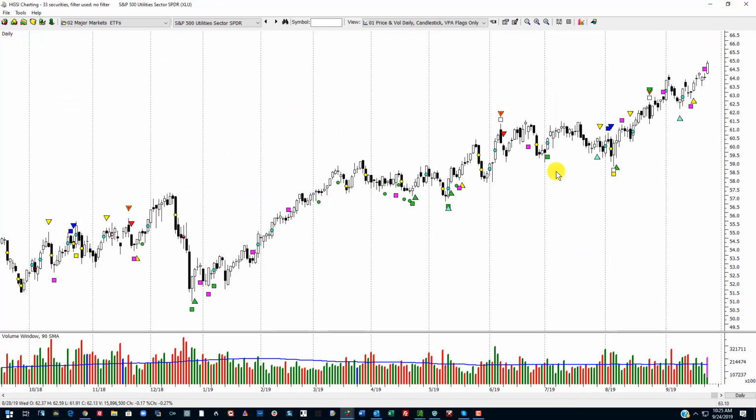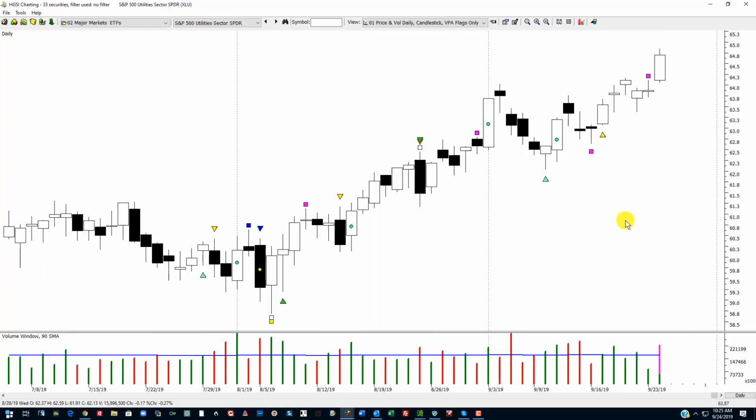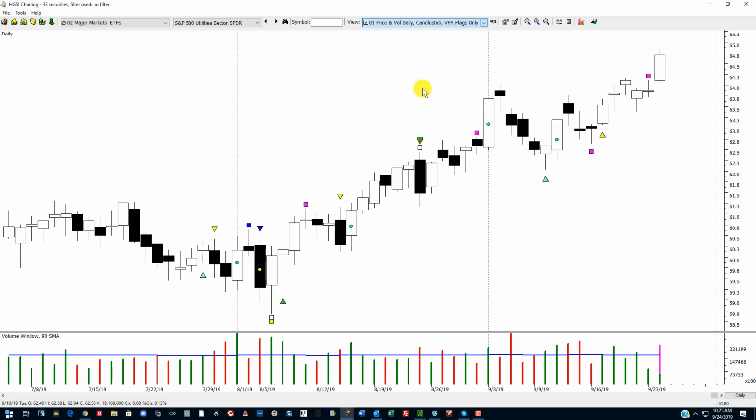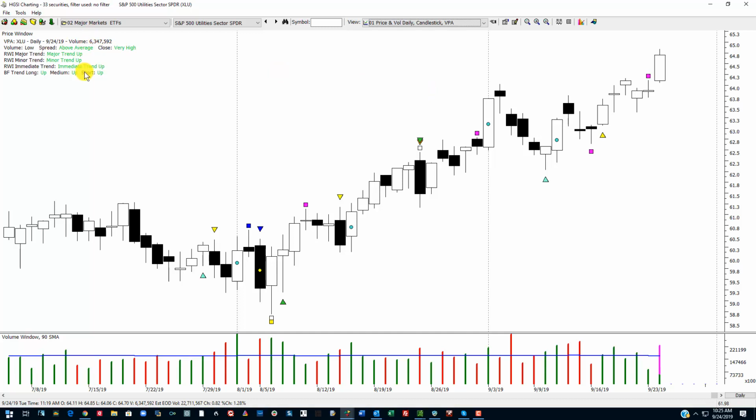I'm going to make this larger. I'll zoom in on this, just use my alternate 1 key, and you can see there was an excellent VPA flag at this point. Rather than changing this chart and putting the VPA information up here, I merely go up to the top here, go to my daily VPA charts. I click on number 1, and I can get the information about the VPA and the markets and so on.